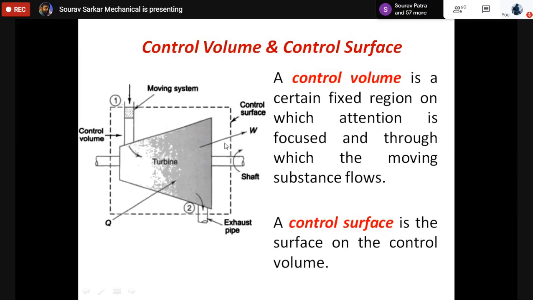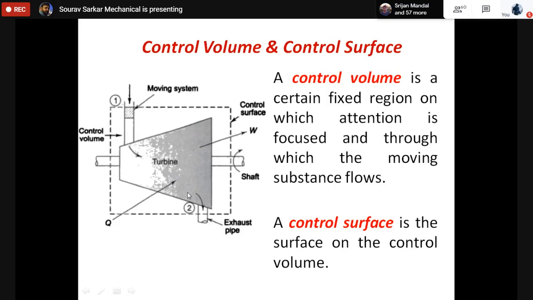During that point, there is some work done, some kind of shaft work, there is some kind of heat transfer, some mass is coming, some mass is leaving. So what I can say, there is two things. First thing is that there should be a mass conservation. And the next thing is basically the energy conservation.